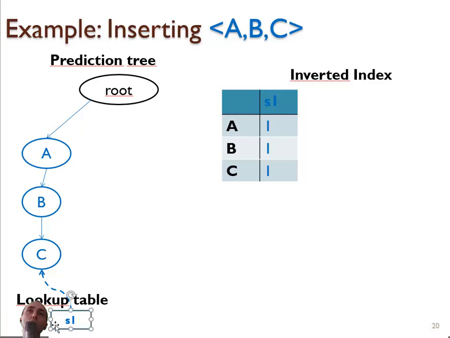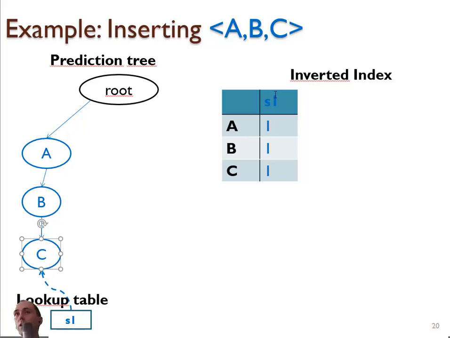Now we also have a lookup table. It is a pointer. It says that if we want to recover sequence 1 from our model, sequence 1 finishes there at node C in the tree. So we have A followed by B followed by C, and here we have a pointer that says the sequence ABC finishes here. It is sequence 1.